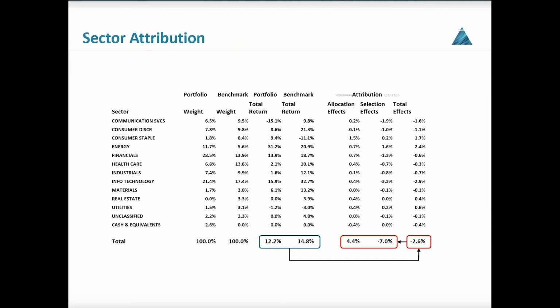This is a typical sector Brinson attribution where we are allocating the performance difference to both allocation effects and selection effects. In this particular fund, we can see that the portfolio earned 12.2% and the benchmark 14.8%. So there was an underperformance of minus 2.6%. And this attribution shows that a negative 7% is the measure of the stock selection skill, whereas the allocation effect, plus 4.4, definitely helped the performance. But again, the stock selection skill was really very bad at minus 7%.